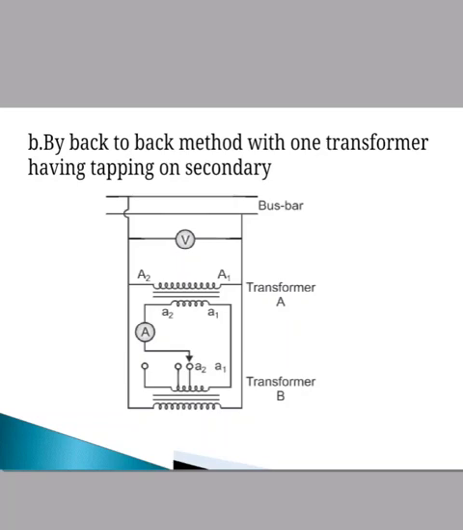Then this is another method to find it, the back-to-back method with one transformer having tapping on the secondary. This test also needs two identical transformers A and B. Out of that, at least one transformer's secondary should have suitable tappings, which we have to provide. See in the image, transformer B having suitable tappings.